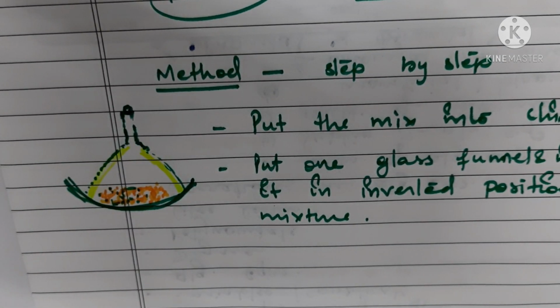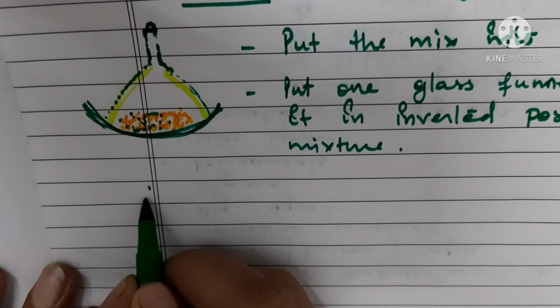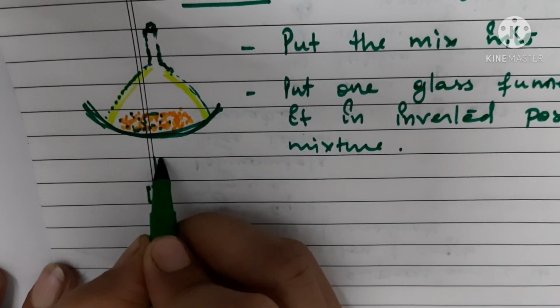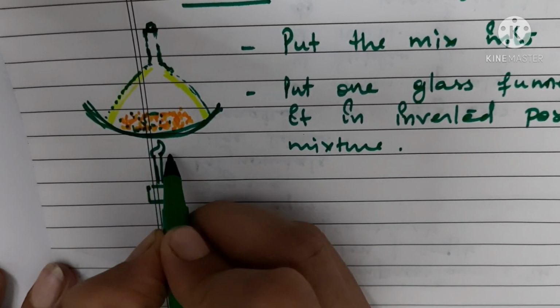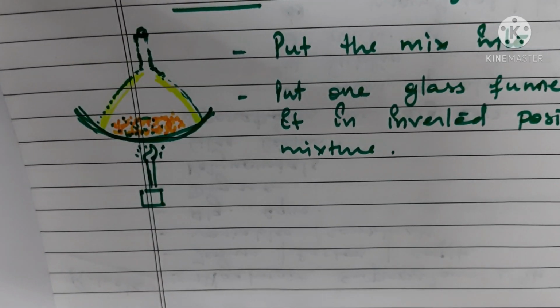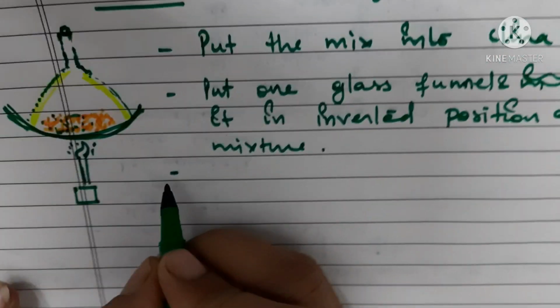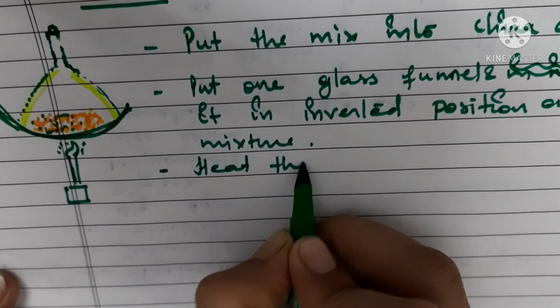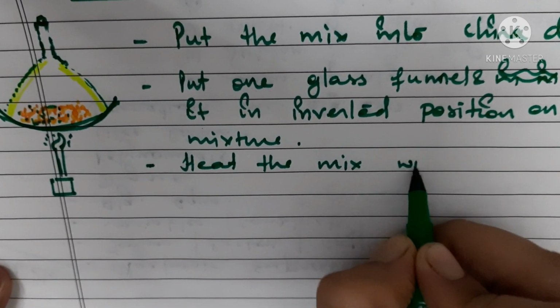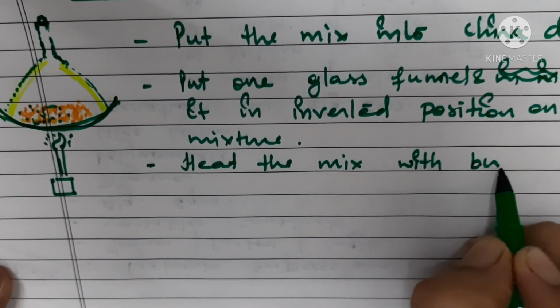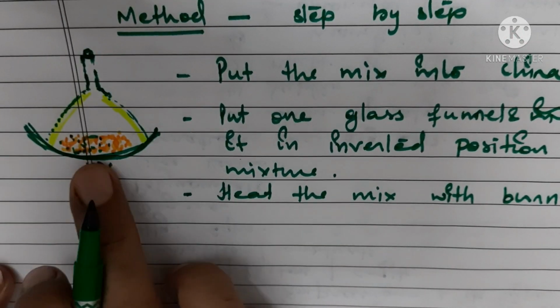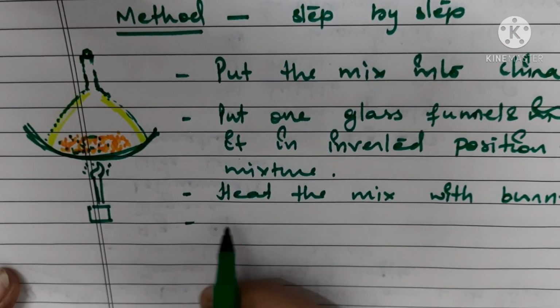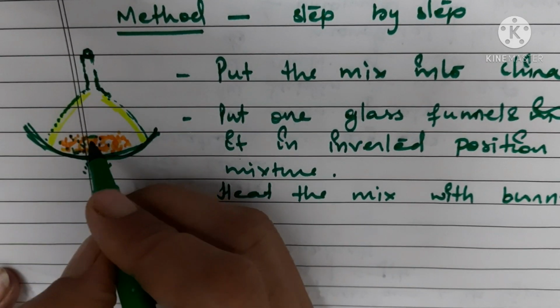Now after this, you are going to use a Bunsen burner and heat it up. So let us write here: heat the mixture with burner. As soon as it is heated up, the fumes will start coming out of this mixture.